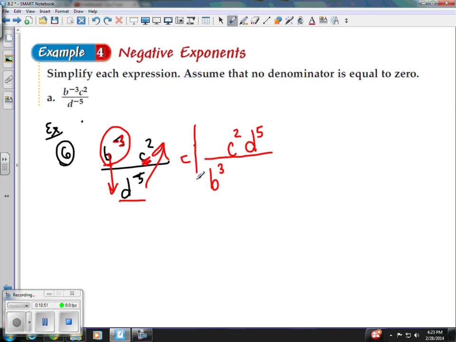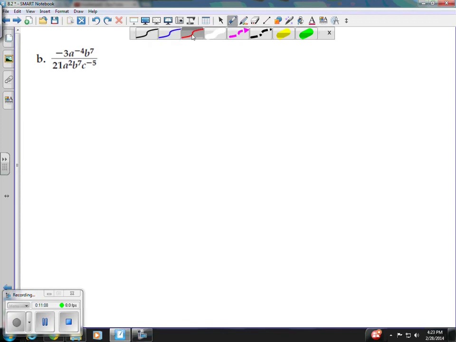And that's our answer. We can't go any farther because they're all different variables. And remember, whenever you write out your variables, you always want them in alphabetical order. So it's c squared d to the fifth while you're changing their location. Alright, and this is example 7.